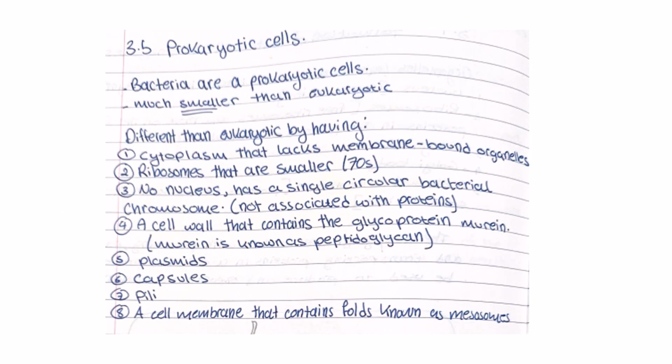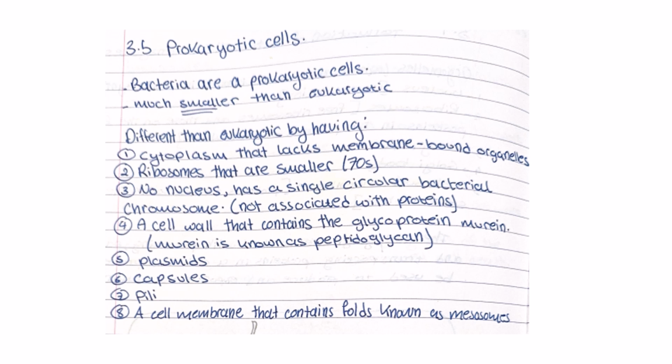Okay, now let's talk about prokaryotic cells. Bacteria are prokaryotic cells. Prokaryotic cells are much smaller than eukaryotic cells. They are also different from eukaryotic cells by having or lacking, number one, membrane-bound organelles in the cytoplasm, so they do not have membrane-bound organelles. Number two, the ribosomes are smaller. They are 70S ribosomes. Also, prokaryotic cells do not have a nucleus. They have a single circular bacterial chromosome, and it's not associated with proteins because their chromosomes do not have histone proteins.